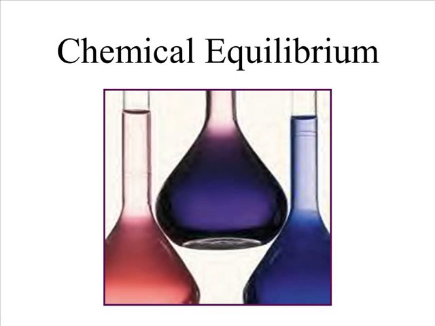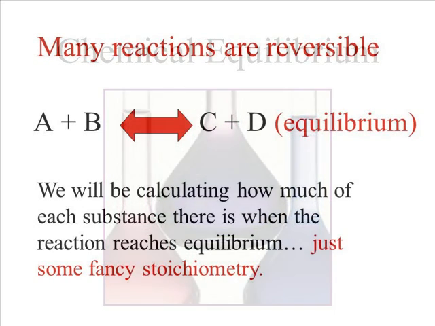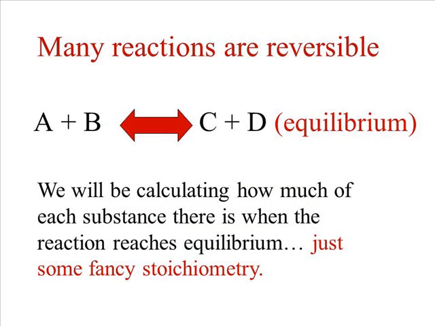This chapter is a brief introduction to chemical equilibrium. Many reactions that we carry out in the laboratory are actually reversible. While we treat many of them as if they go only in the forward direction, many of them reverse to a fairly significant amount. So now we're simply going to be calculating how much of each substance there is when the reaction reaches equilibrium. This really is nothing more than just a little bit of fancy stoichiometry.